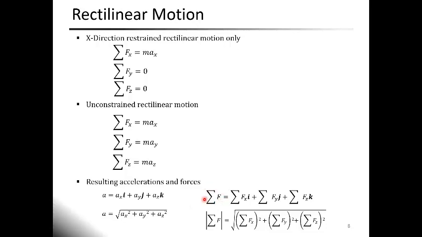So the resultant force as a vector is equal to one component in the x direction, another component in the y direction, another component in the z direction. So we have sigma Fx, sigma Fy, sigma Fz in x, y, and z direction respectively. If you wanted to get the resultant force, it is equal to the square root of each component squared. So the square root of Fx squared plus Fy squared plus Fz squared.